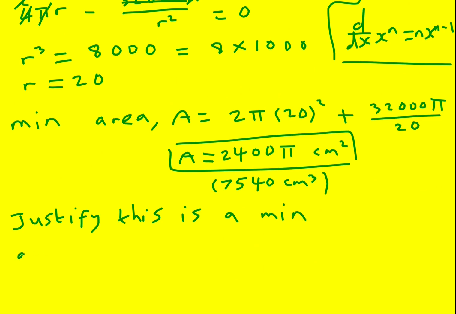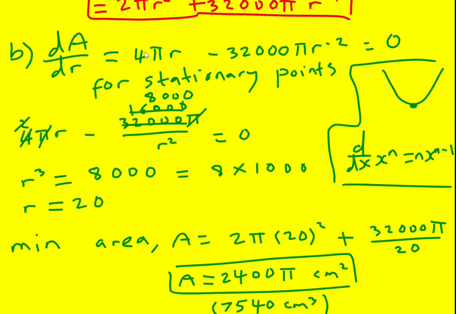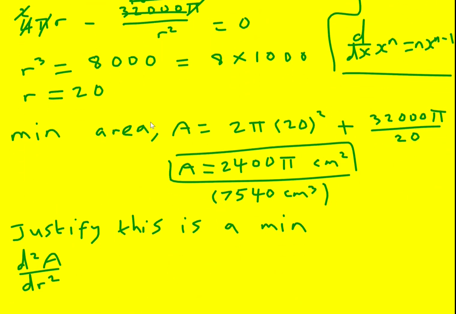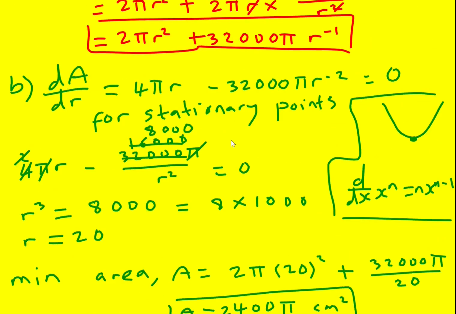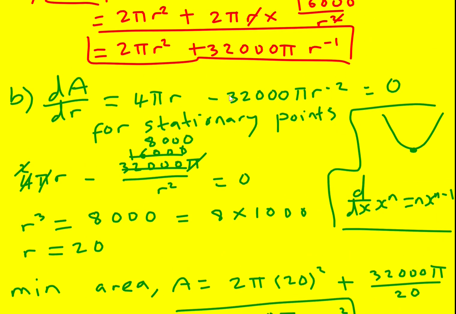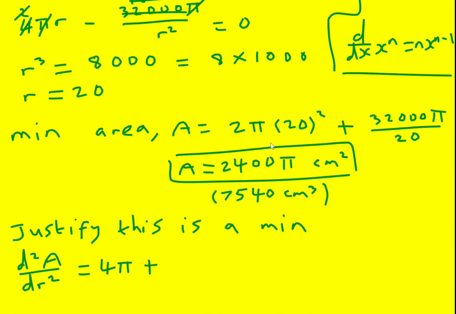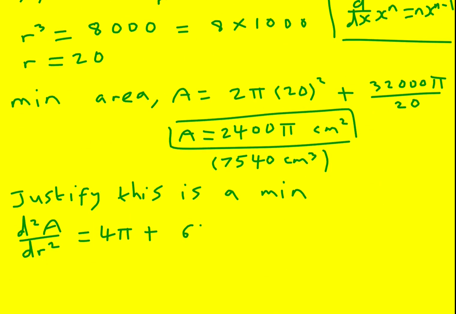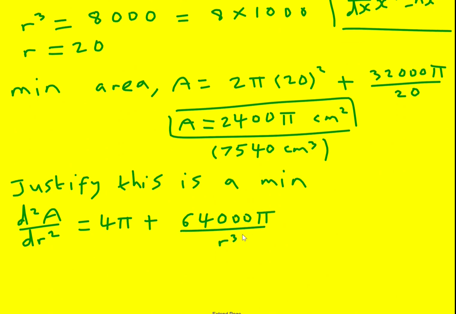So for this, the first approach is to try the second derivative. That fails if it's equal to 0. Then you have to do a different approach. I'm not going to talk about that here. I think I'm just going to focus on the second derivative. It's going to work. So I'm going to get 4 pi plus, and then I multiply by the minus 2. So I'm going to get plus 64,000 pi r to the minus 3, which I can actually just write as divided by r cubed.